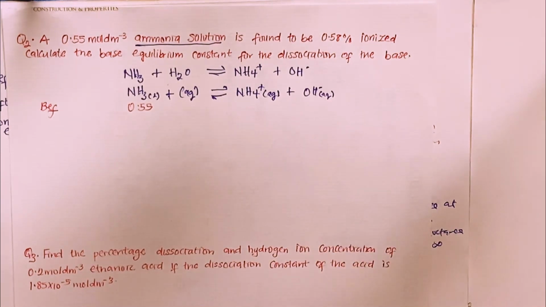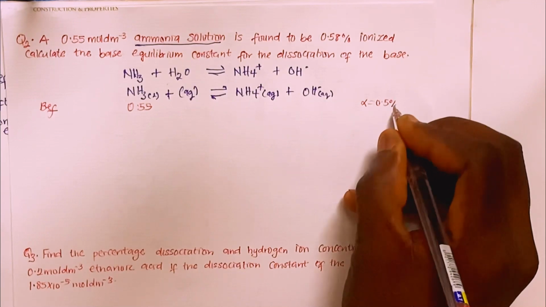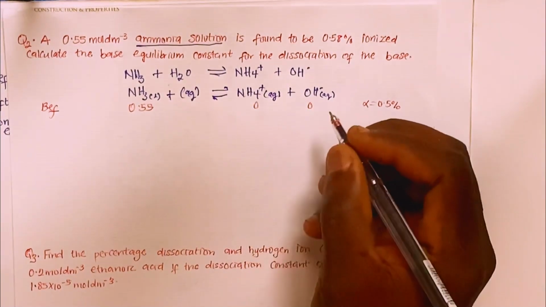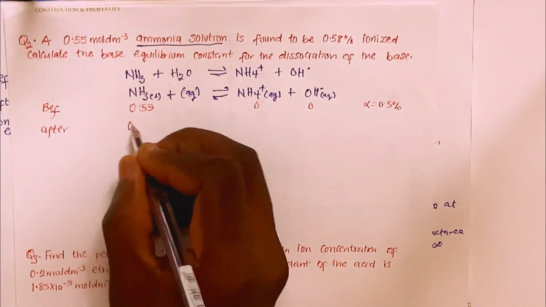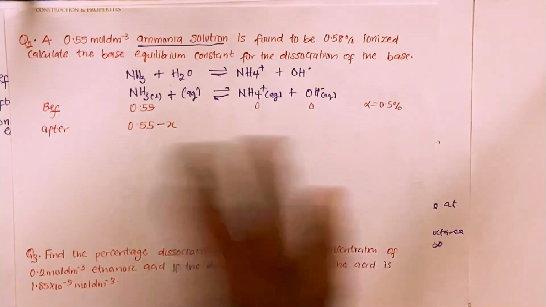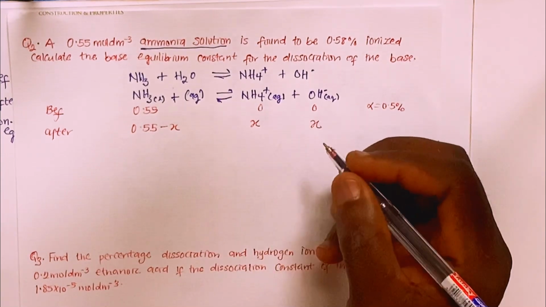It's found to be 0.58% ionized. My degree of dissociation, known as percentage ionization, is alpha. So I'm going to have zero amount of the products before the reaction. After the reaction, I'm going to have 0.55 minus X, which shows that my ammonia will decrease with time, and X amount of this is produced.